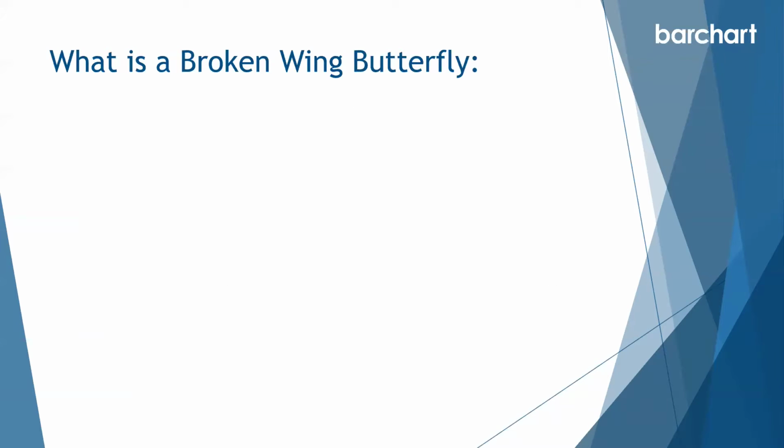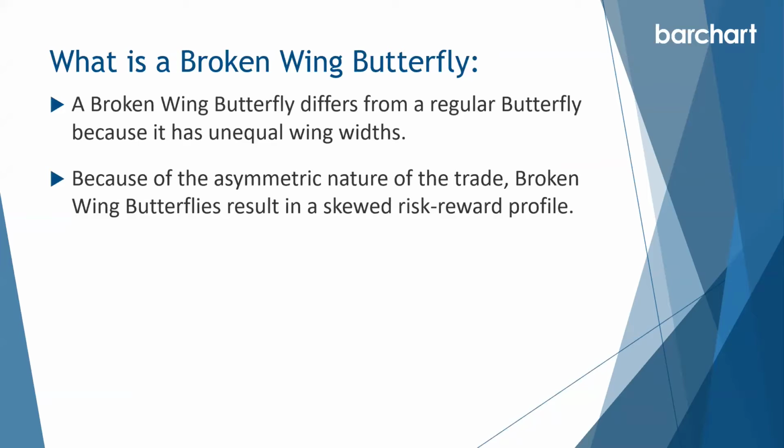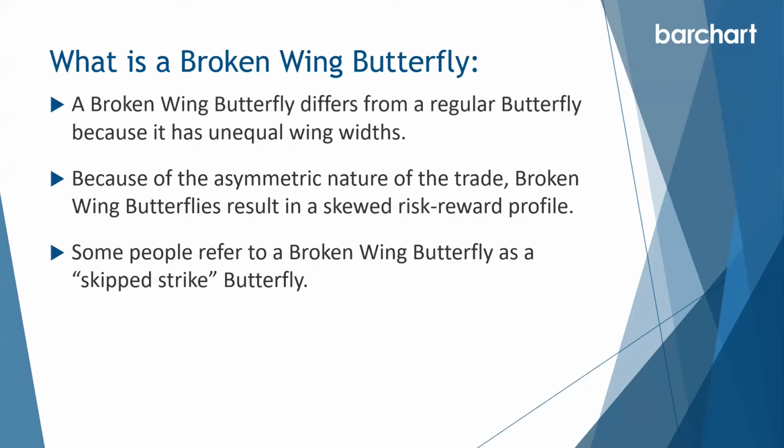So what is a broken wing butterfly? A broken wing butterfly differs from a regular butterfly because it has unequal wing widths. Because of the asymmetric nature of the trade, broken wing butterflies result in a skewed risk to reward profile. Some people refer to a broken wing butterfly as a skipped strike butterfly.